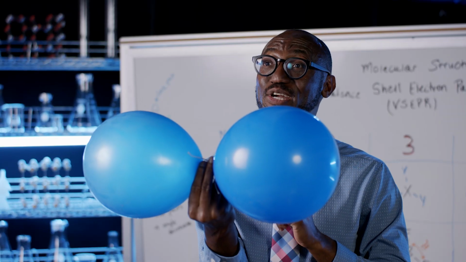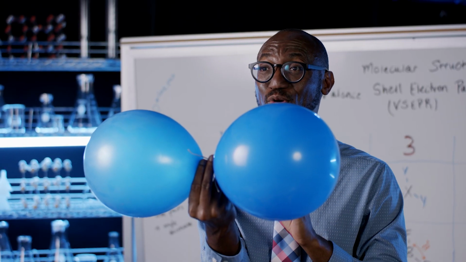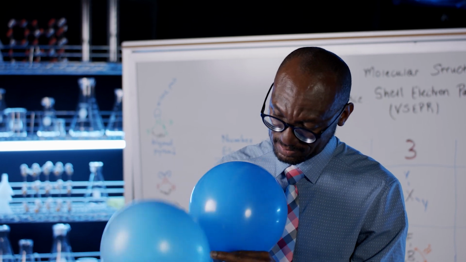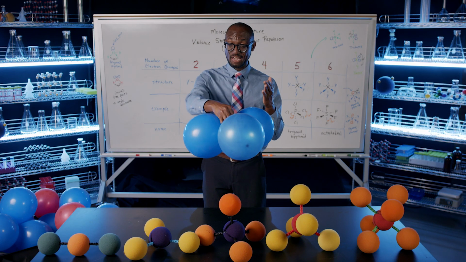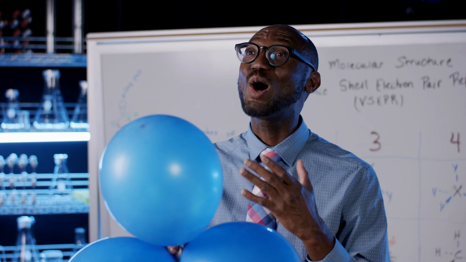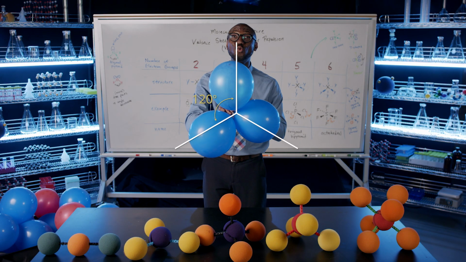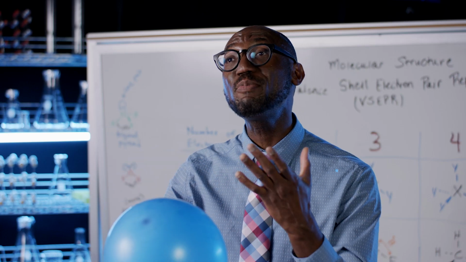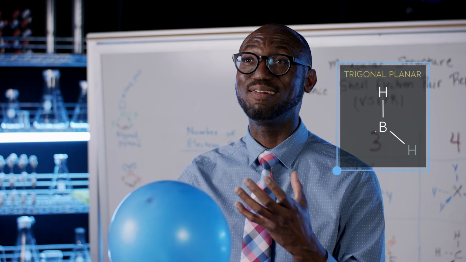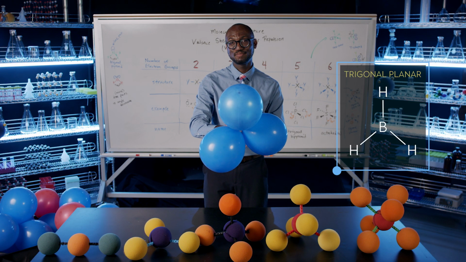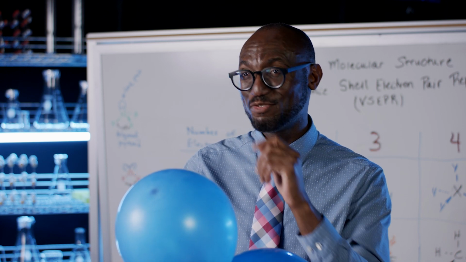Now, let's move to three electron groups by adding a third balloon. The system now looks like a flat triangle, which we call trigonal planar. The electron groups are at 120 degrees from each other. We can represent this as a big molecular model as well. Here is a real example, boron trihydride. What's 3 plus 1? 4 balloons.